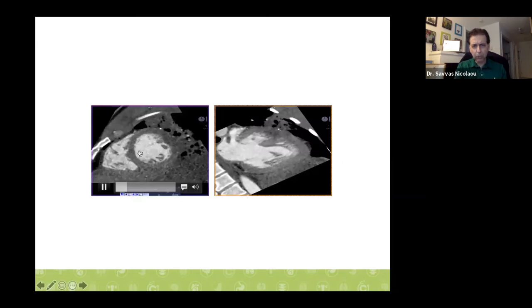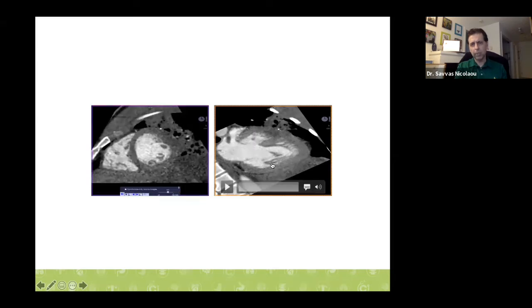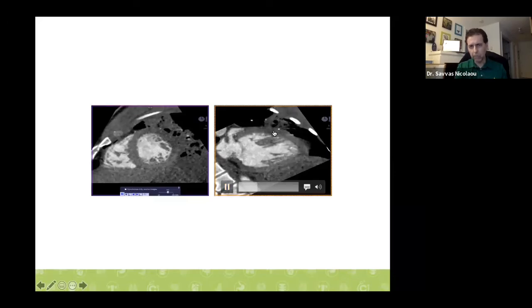We can see the ventricle is not contracting well, poor contraction, which is a problem. But we can also see the bullet fragment is sitting on the top of the left ventricle. It is not sitting within the myocardium. Let's look at this two-chamber view. The left ventricle is not contracting properly. The bullet fragment is sitting on the top of the left ventricle.